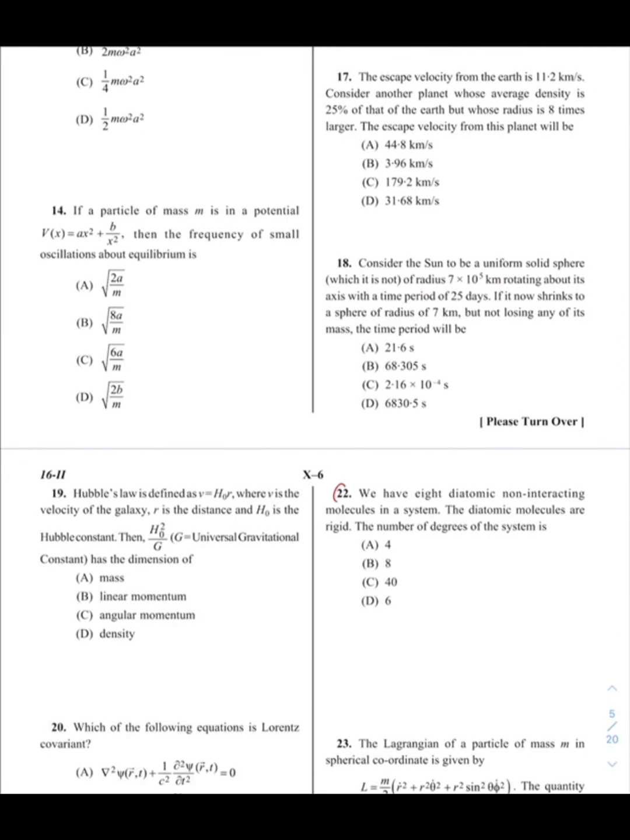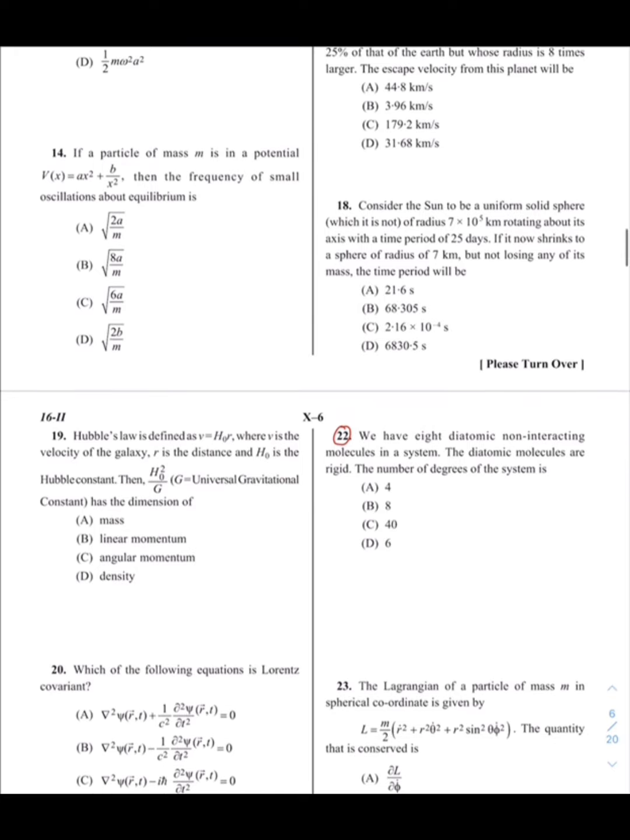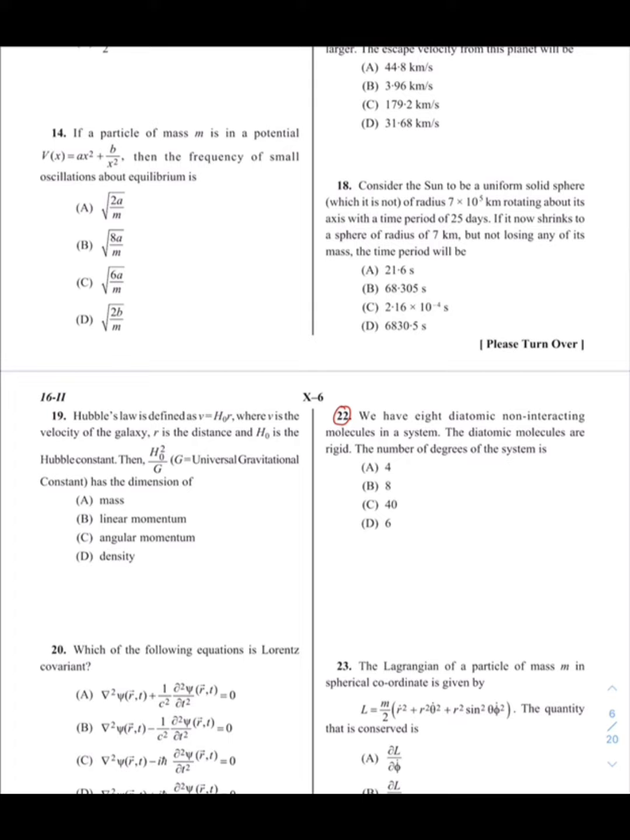Problem 22. We have 8 diatomic non-interacting molecules in a system. The diatomic molecules are rigid. The number of degrees of freedom is... so let's assume that the number of degrees of freedom of one diatomic molecule is n. Then the total number of degrees of freedom of the system is 8n. Since n is a natural number, this eliminates option A and option D.